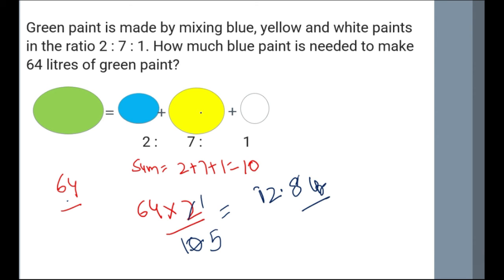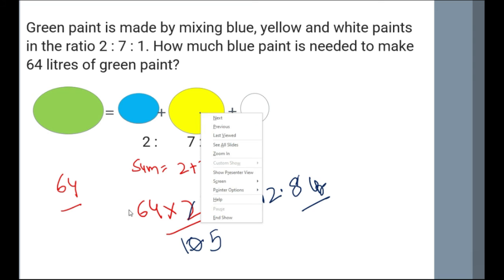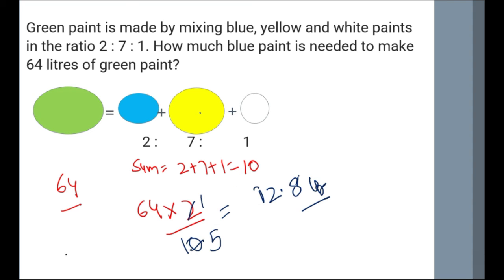If we have to calculate the yellow part of it, how will we calculate? This is very simple. Again 64 multiplied by the portion of yellow, that is 7, divided by the whole, right? That sum is 10, right?